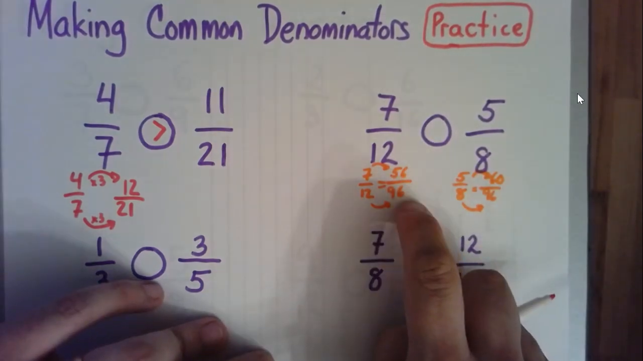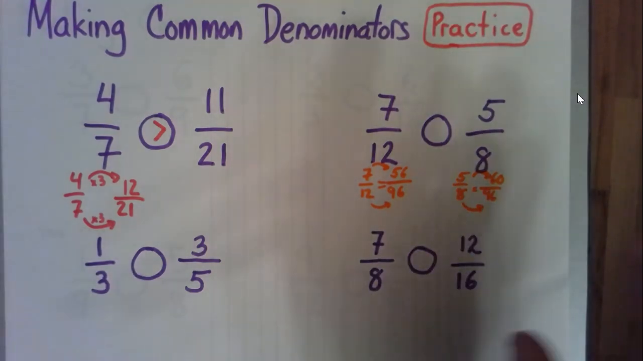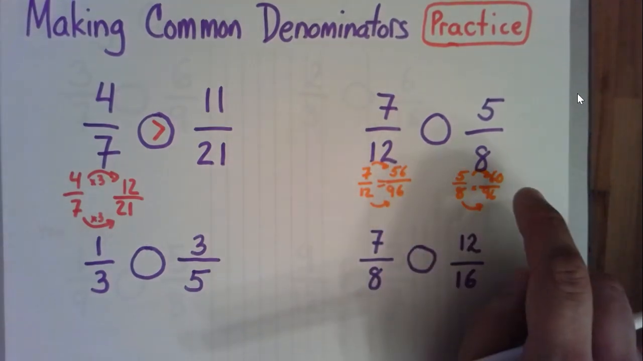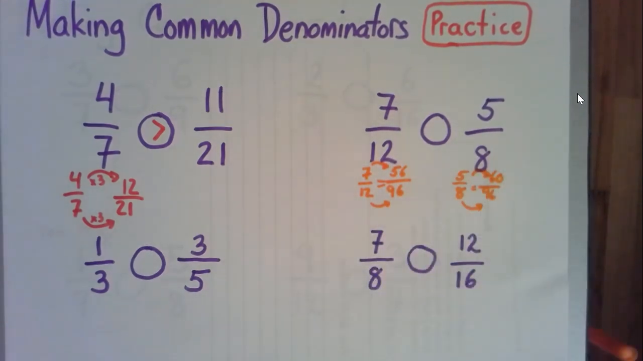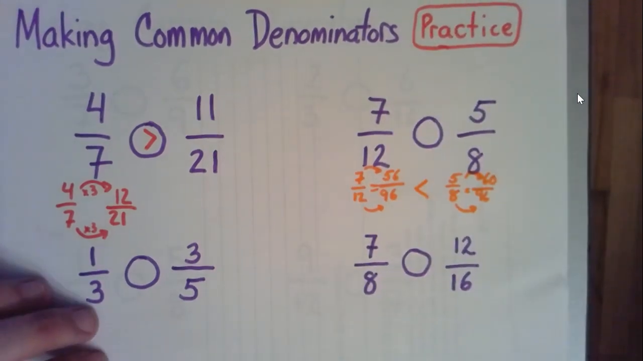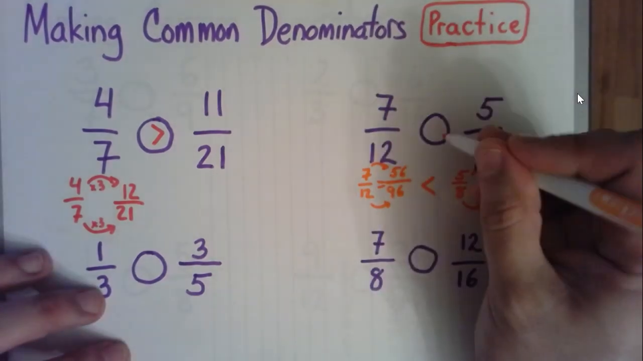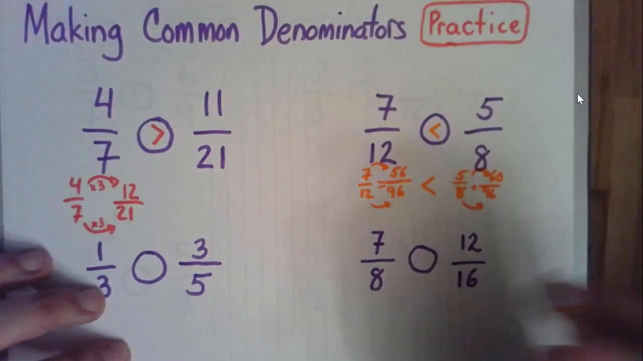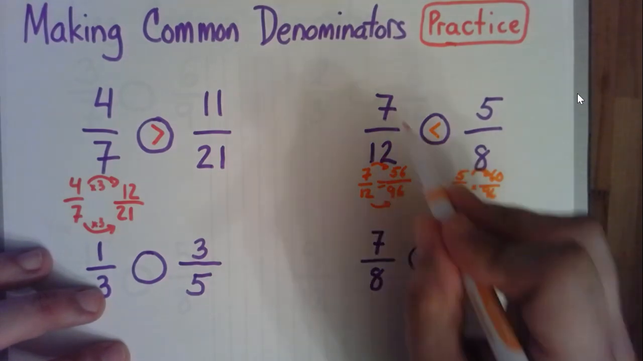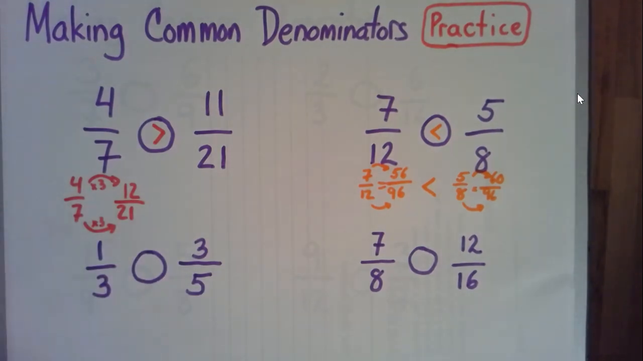So I'm comparing 56/96. Really messy fraction, but we can still compare 56/96 to 60/96. Clearly, 60/96 is bigger than 56/96. It's a lot of sixes. So I'm going to say 56/96 is less than 60/96. So 7/12 is less than 5/8. You may not have done it that way, though.